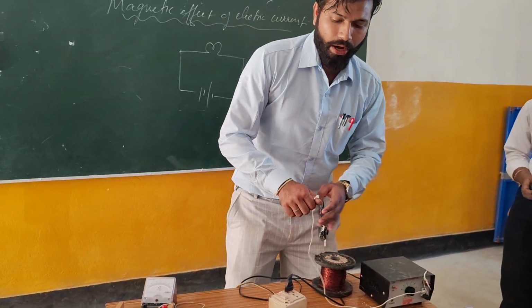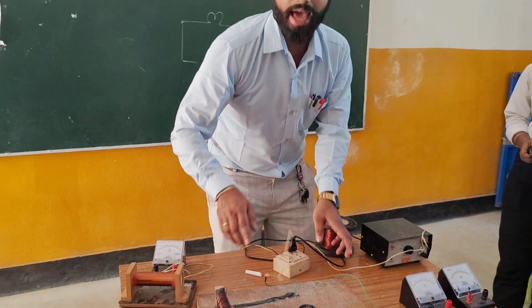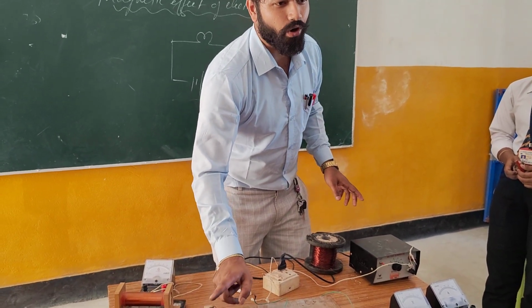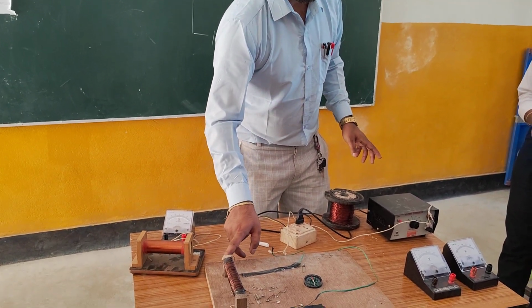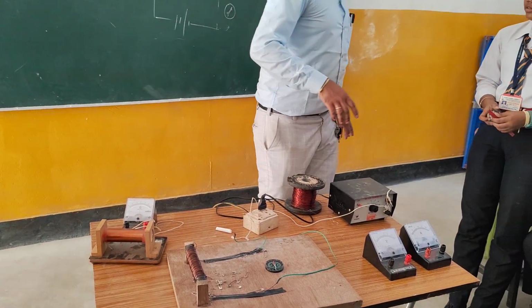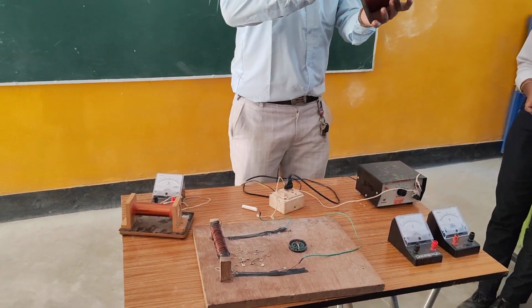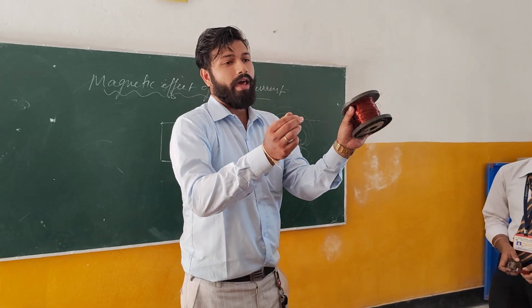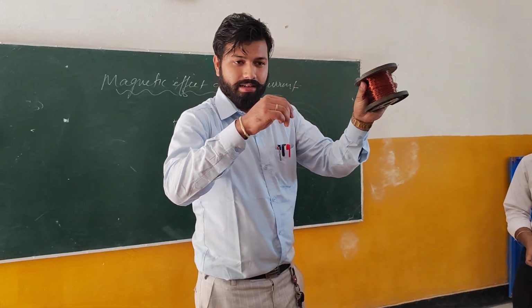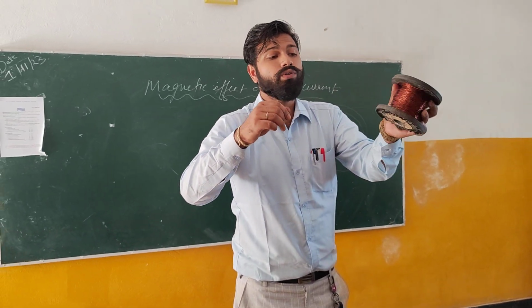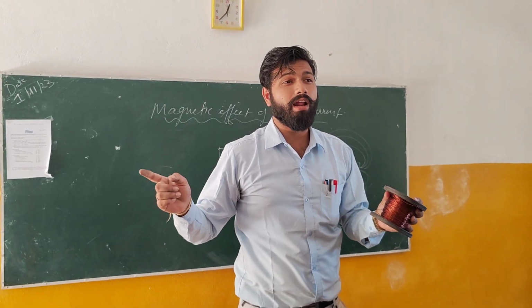Now, what I am going to do is that I have taken a wire and I have made a coil, and this is called a solenoid. The same coil that we use in the fan. It is called insulated copper wire. What is this wire called? Insulated copper wire. And this wire is used in making the fan, transformer, inverter.